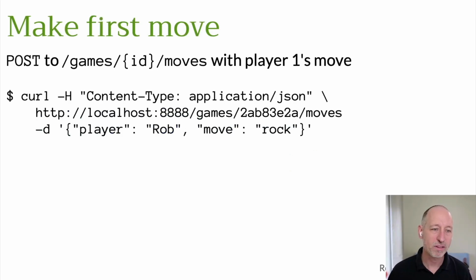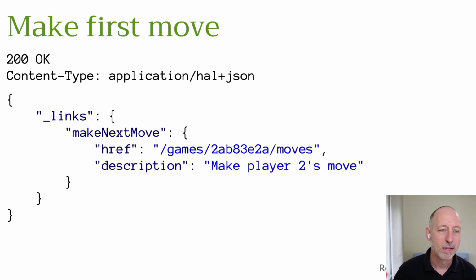So let's make the first move. Again, it's a post request. This time we're going to post to the moves collection for this particular game with player one's move. Again, simple curl request, just saying the player name and which particular move this particular client, this particular player wishes to do. So player Rob is going to use the rock.